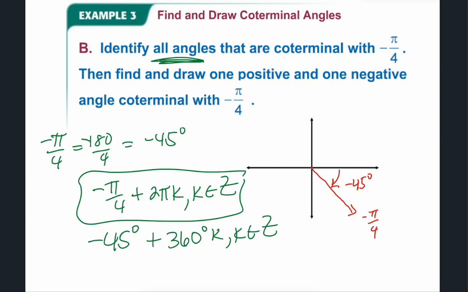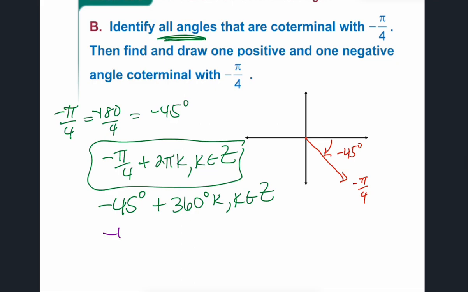Okay. Now let's do a positive and a negative. Negative 45 plus 360 is 315 degrees. Now let's draw. How do you get to 315 degrees? Well, we're going to start at 0 and rotate counterclockwise until we hit it.